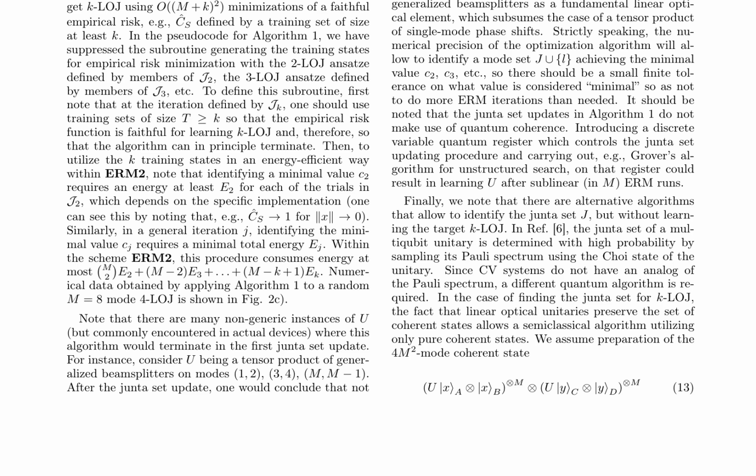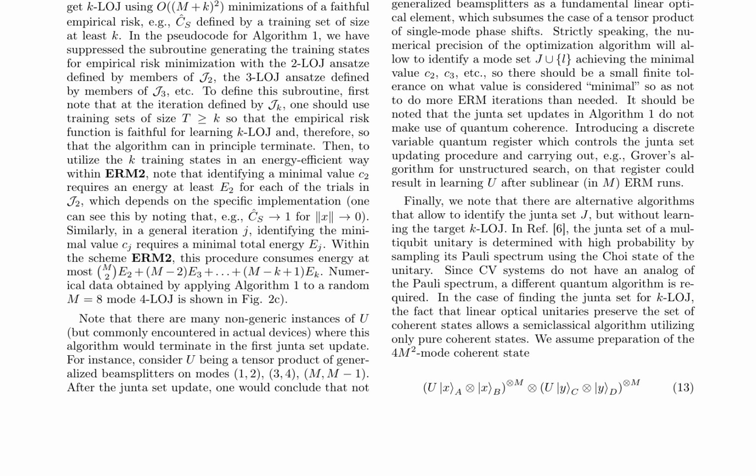Energy consumption analysis reveals a total energy requirement of at most M²E² plus M²E³ plus (M minus k plus 1)EK. This can be improved by introducing a discrete variable quantum register controlling the junta set updating procedure and applying Grover's algorithm for unstructured search, potentially allowing learning U after sublinear, in M, ERM runs.